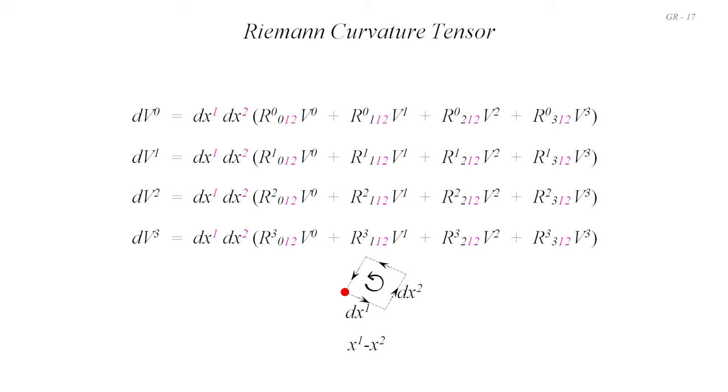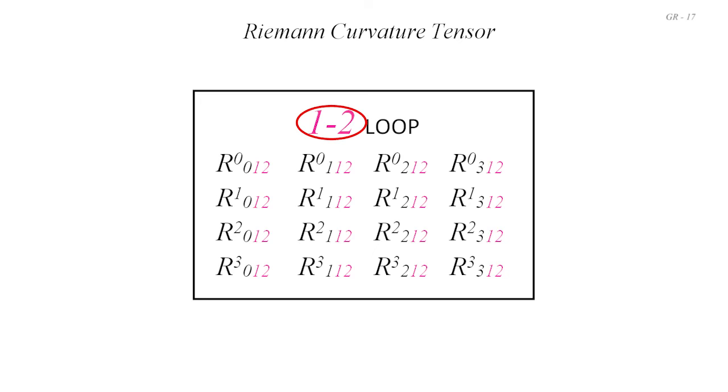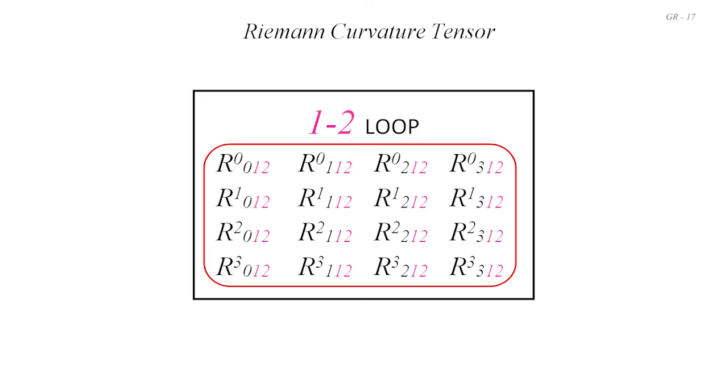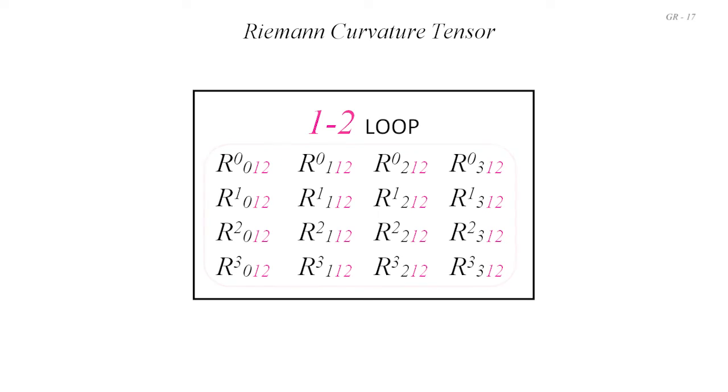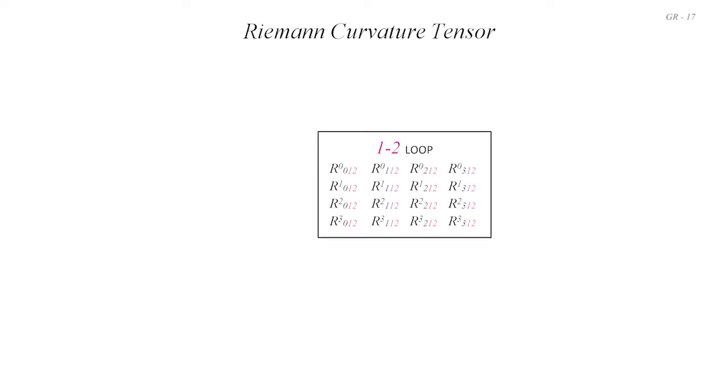Now these 16 coefficients or R values could be put in an array and then in a box like this. Notice the 1, 2 in red at the top of the box. This is simply to stress that these 16 entries relate to coefficients needed to calculate the 4 contravariant components of dv when the vector is parallel transported around the dx1, dx2 loop at the point in the plane. This gives one particular aspect of the curvature at that point.